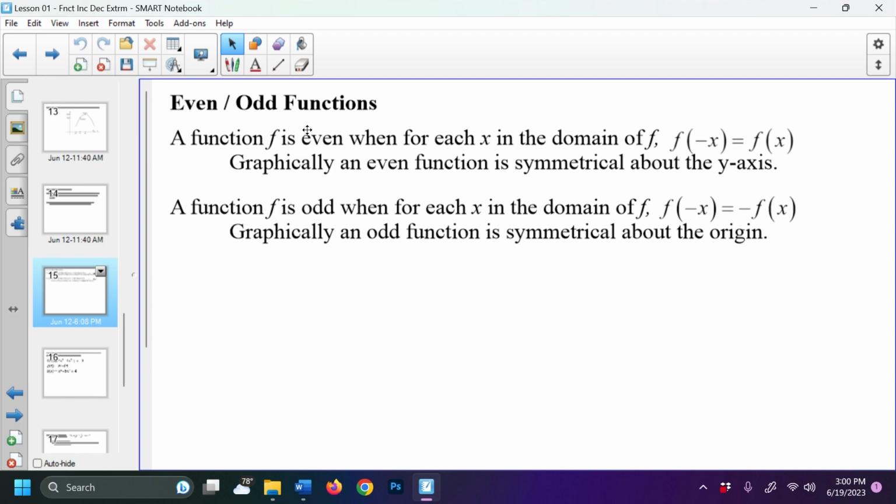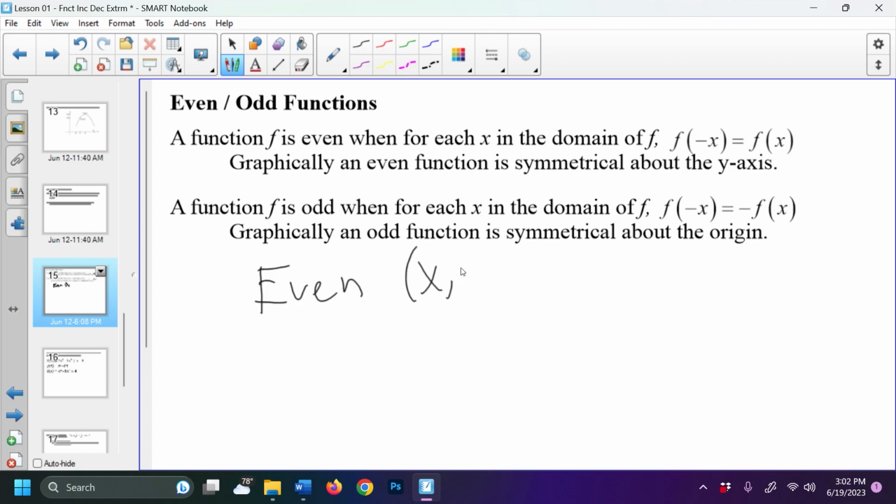A function f is even when for each x in the domain of f, f of negative x is equal to f of x. Graphically, an even function is symmetrical about the y-axis. Additionally, if a function is even and there is the point x, y, there must always be the point negative x, positive y. The graph of any even function is also symmetric about the y-axis.